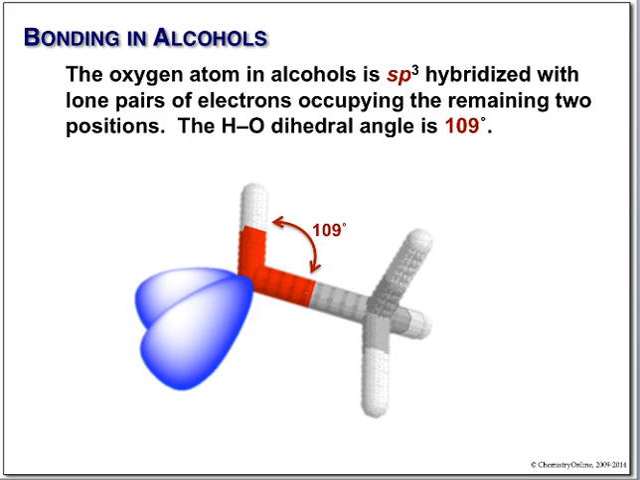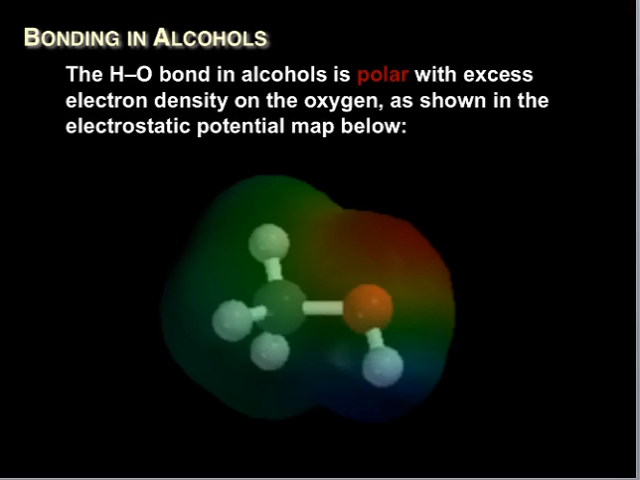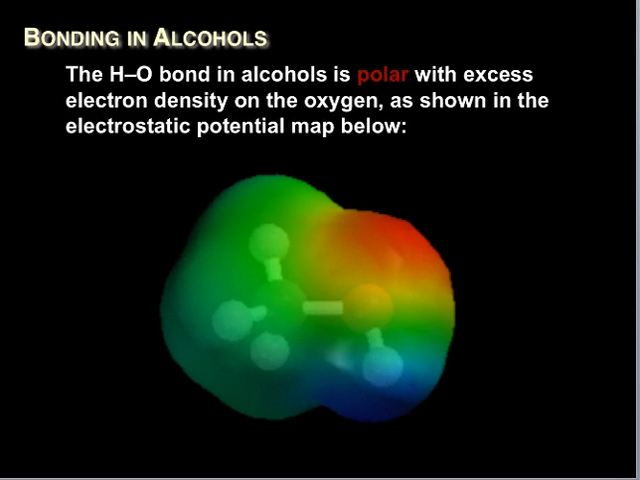Our dihedral angle here between the OH and the CO bond is 109 degrees. Remember, in a perfect tetrahedron, that would be 109.5. So this is pretty tetrahedral if you include the two unshared pairs of electrons. If you look at the electrostatic potential map, not surprisingly, the OH bond is very polar. Here, this is the OH bond, this is the oxygen. Where the lone pairs are, you see a big red splotch.